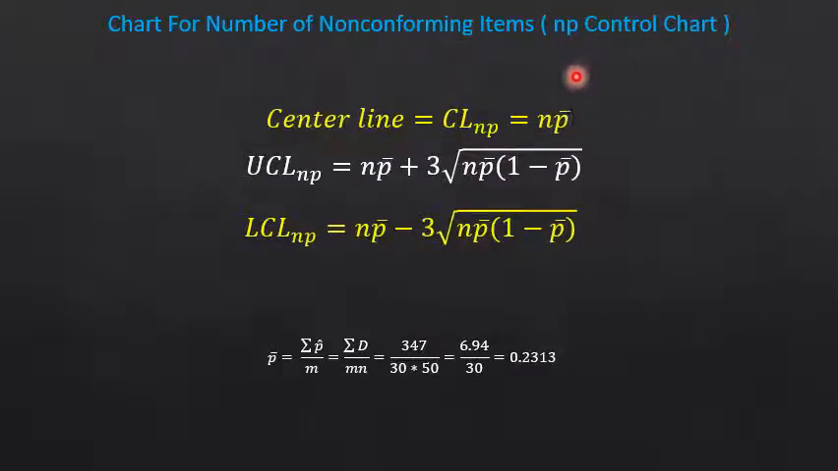The formulas we are going to use for the NP chart are these. The first is the center line, CL, for the NP chart, which is equal to n P bar, n multiplied by P bar, and we already know how to calculate P bar. After that, the upper control limit is equal to n P bar plus 3 under root n P bar multiplied by 1 minus P bar. Similarly, the lower control limit is equal to n P bar minus 3 under root n P bar multiplied by 1 minus P bar, and the P bar value for this question is 0.2313.